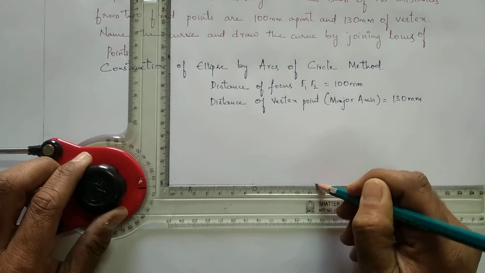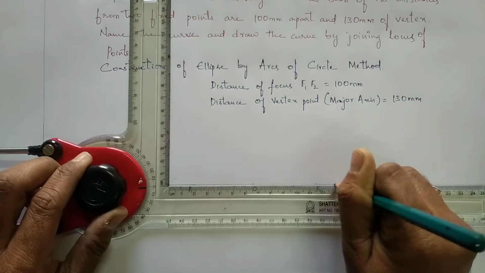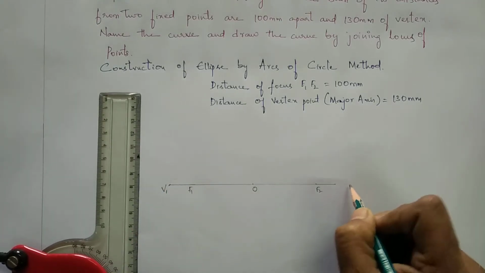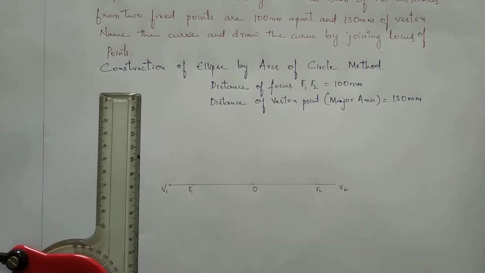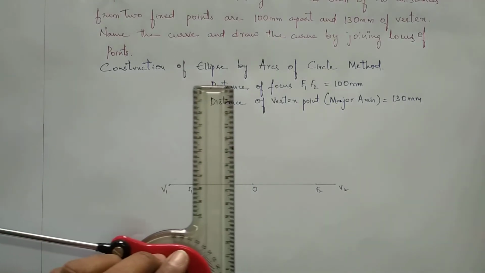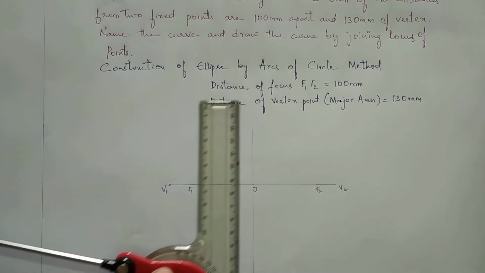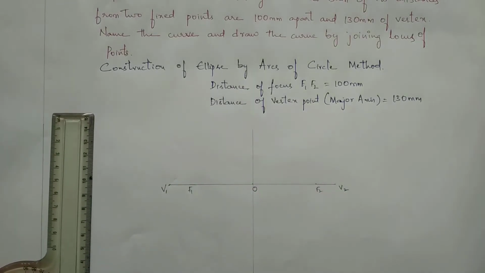You can just extend it here. Whatever distance you get here gives the vertex points V1 and V2. So here you have got the vertex points and the focus points on this major axis line. Now you have to locate the minor axis. How do we locate the minor axis? First, initially draw a line of some unknown length, a line that should be perpendicular to the major axis.